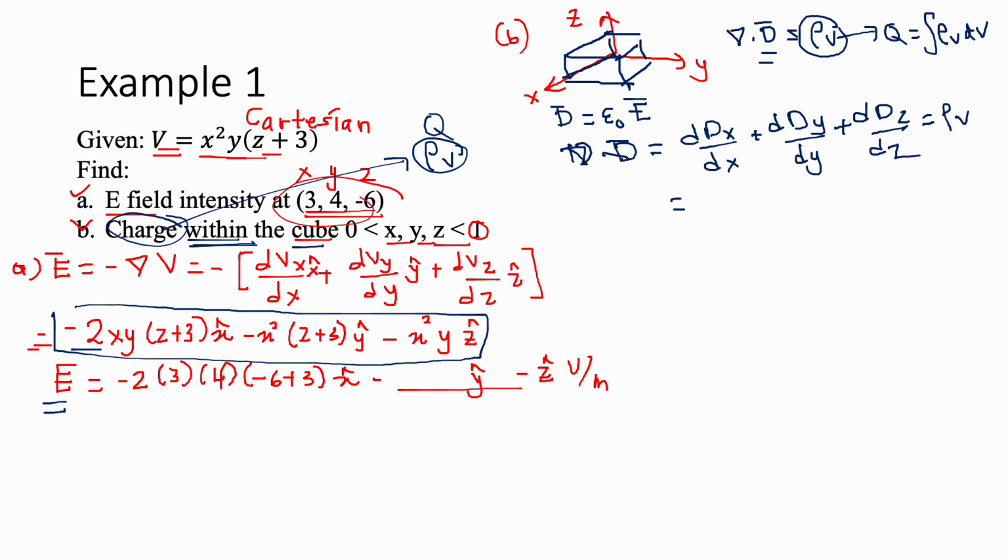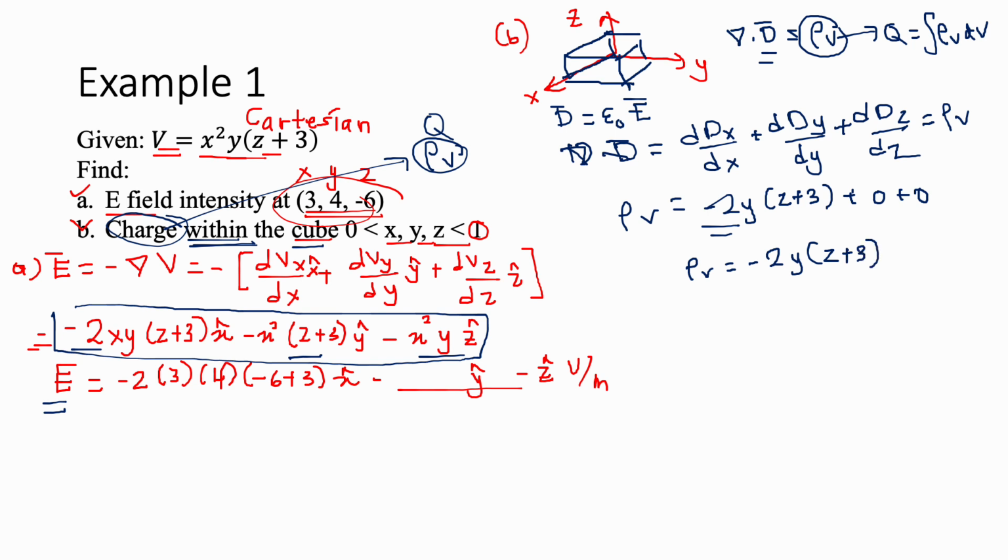So you will get the first one, negative 2yz plus 3. And for the rest, it will become 0, plus 0 plus 0. So this is going to be the equation for rho v. So your rho v is equal to negative 2yz plus 3.